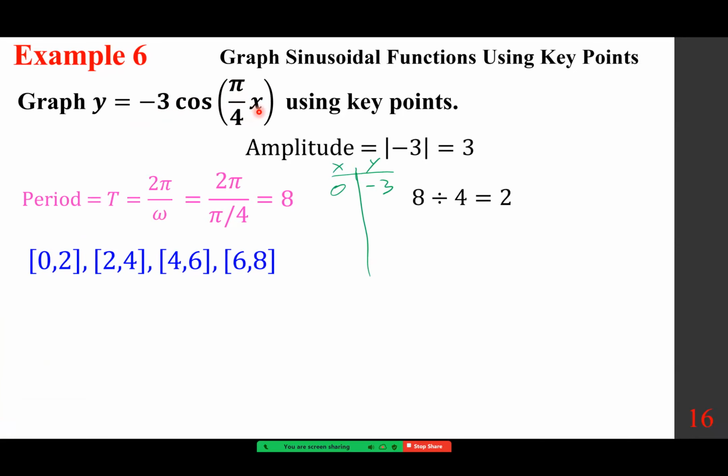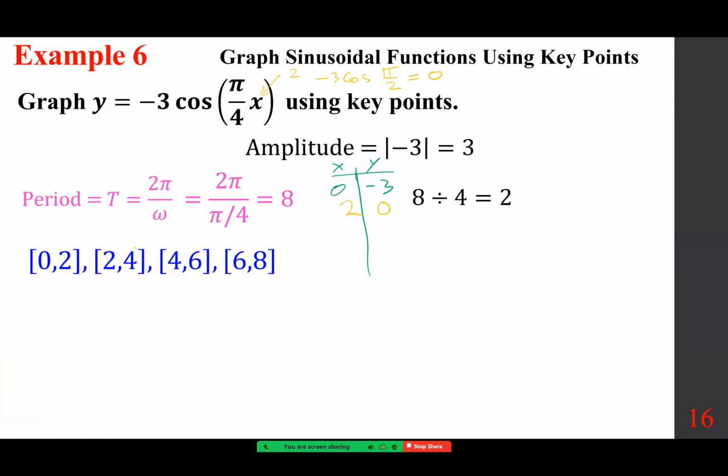The next one is 2. If I put 2 here, 2 pi over 4 means pi over 2, cosine of pi over 2. So now let me actually just do that with details. If I put 2 here, I get minus 3 cosine of pi over 4 times 2, which makes it pi over 2. Cosine of pi over 2 is 0 times negative 3, it is 0. So 2 gives me 0.